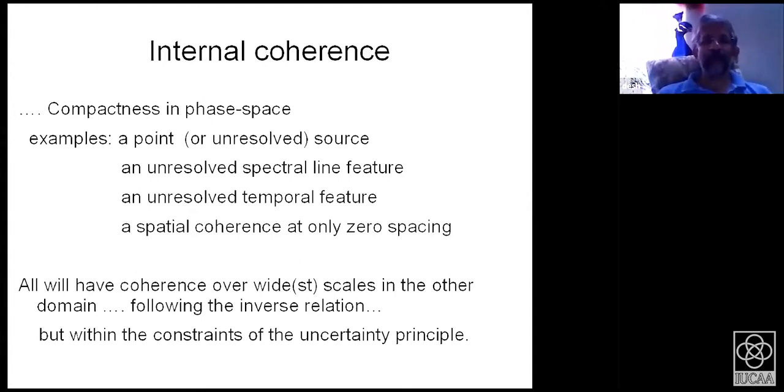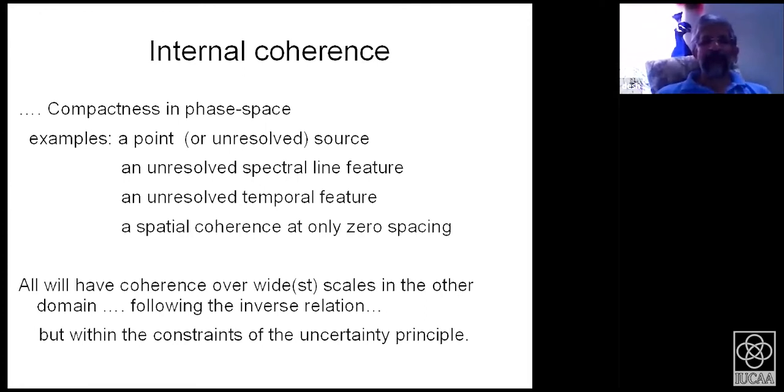Similar thing can be said about an unresolved spectral line feature. You will find the signal, the time description of this spectral line signal, for example, if there is a single tone, you will find it is coherent across the entire time span. Similarly, if there is an unresolved temporal feature, if there is a delta function in time, you know that its corresponding spectrum will have coherence across a wide spectral range.